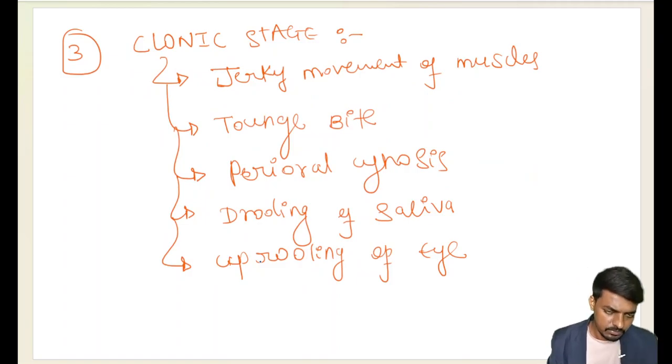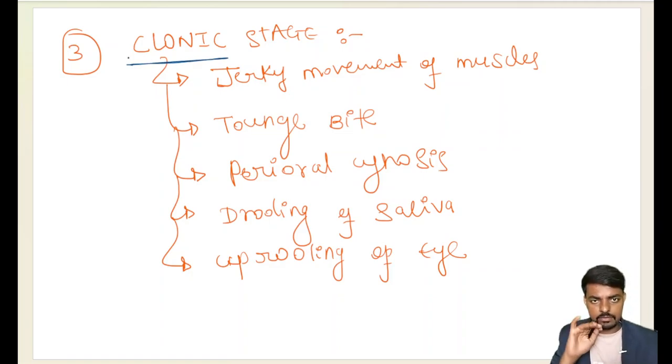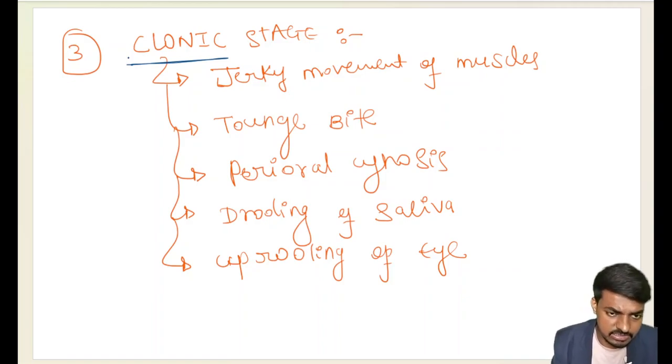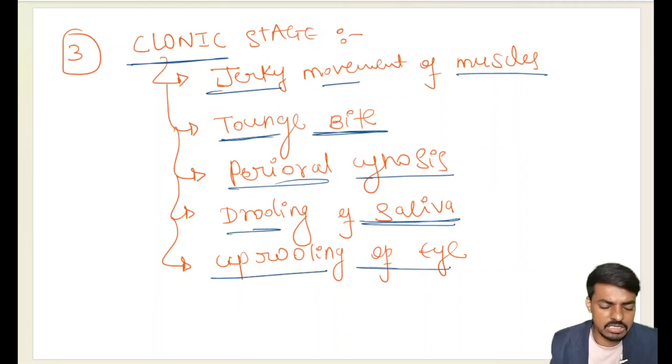Okay, in the clonic stage, what is the meaning of clonic? Clonic means abnormal jerky movements like this. So this is what is called the clonic stage. That is the third stage. There is abnormal jerky movement of the muscles, and there is a possibility of tongue bite, perioral cyanosis, drooling of saliva from the mouth, and uprolling of the eyes occurring in a patient in the clonic stage of generalized clonic seizure.